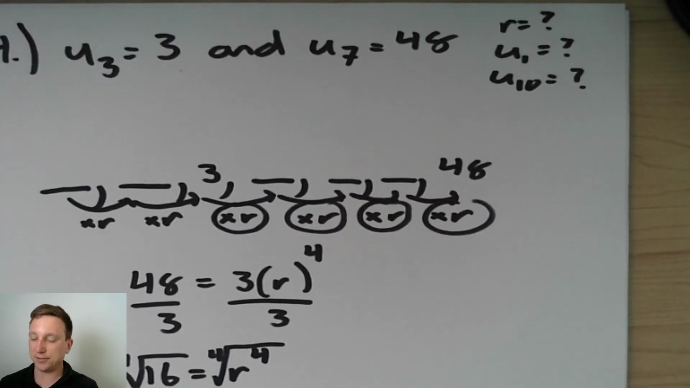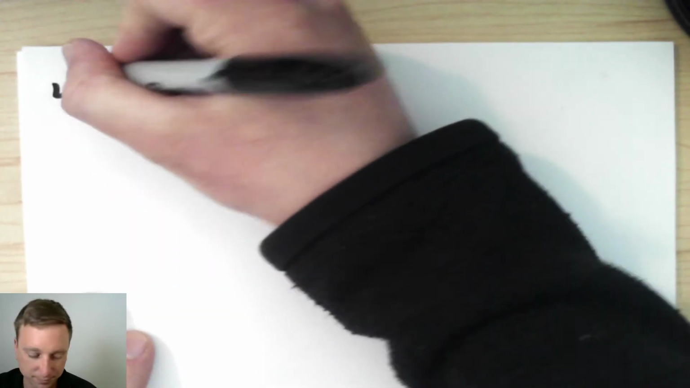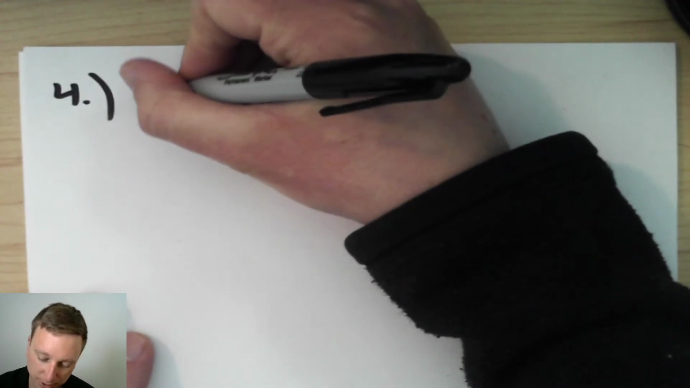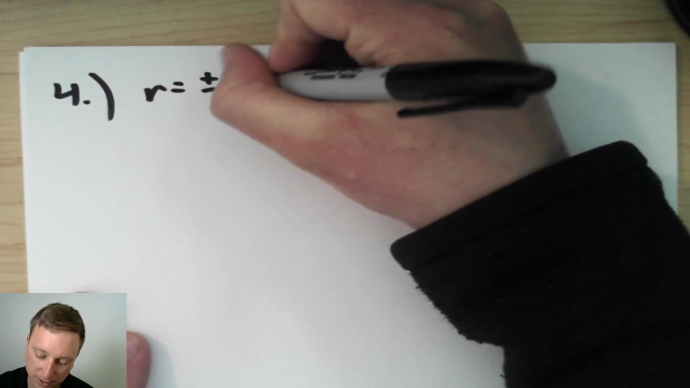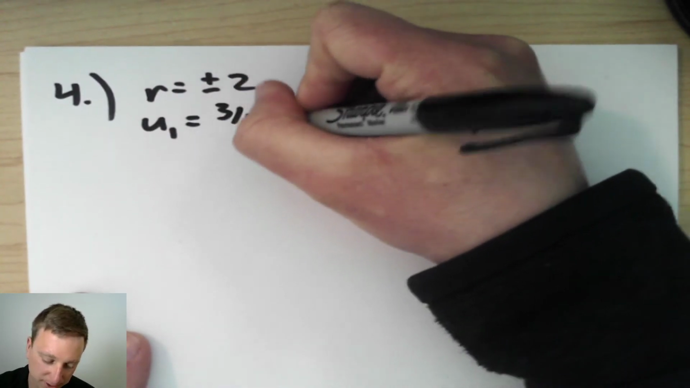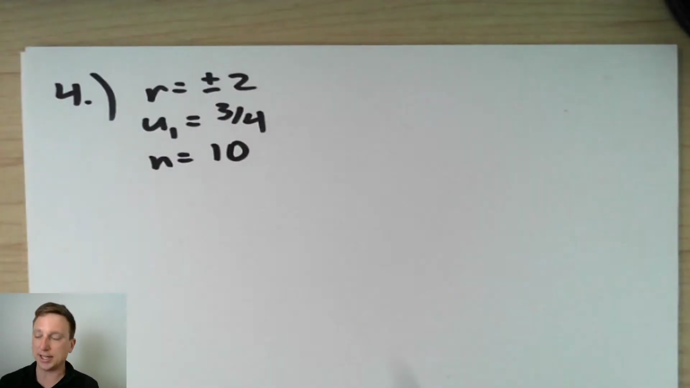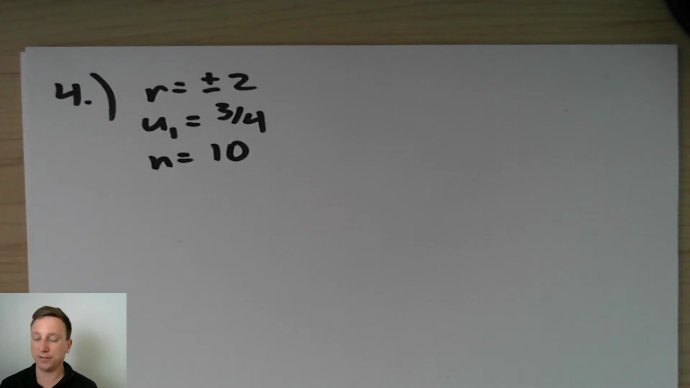So last thing we need to find is the 20th term of this sequence. Let me pull a new sheet of paper and get this all in one place. So this is number 4 still. What we know right now is r is either positive or negative 2. We know the first term of our sequence is 3/4. And in this case, we want to find the 20th term. So we're going to assign n as the number of the term we want to find.